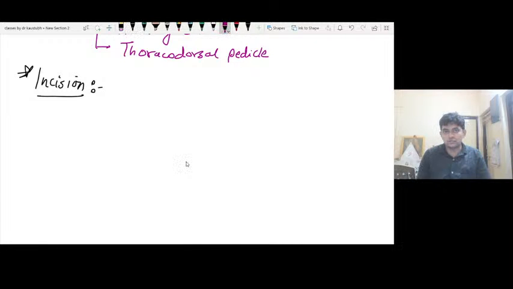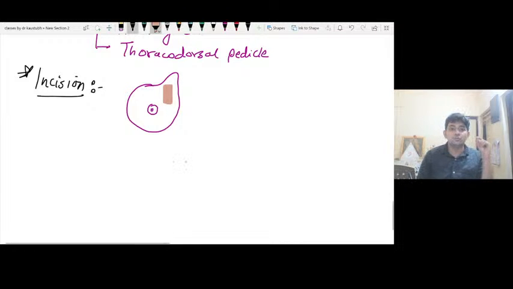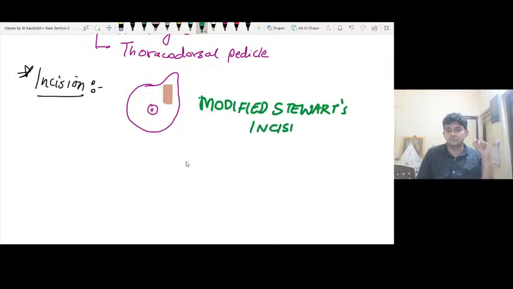So imagine this to be the breast along with the nipple areola complex, and imagine this to be a tumor. What are we going to do? We are going to give an incision which is called the modified Stewart's incision. Okay, modified Stewart's incision. Now what is this modified Stewart's incision?